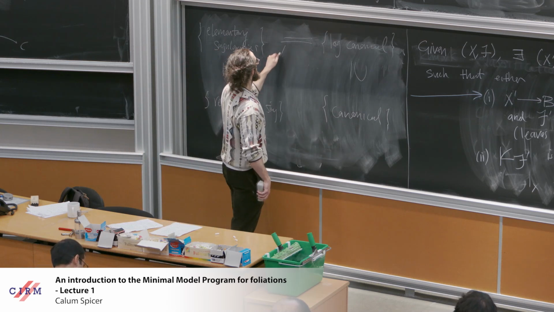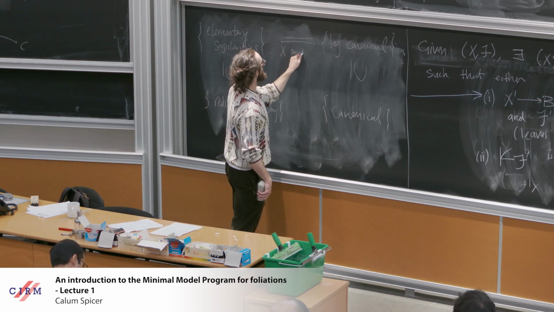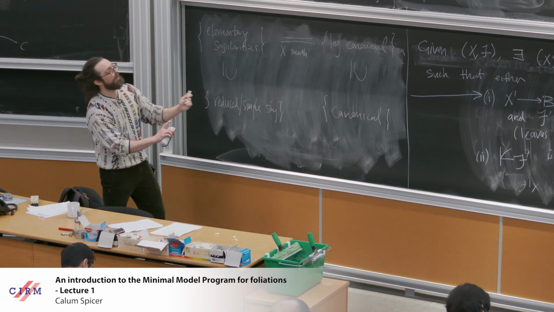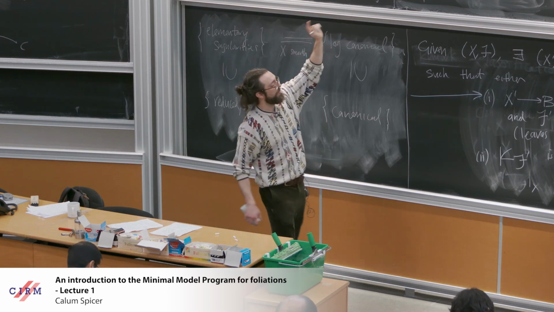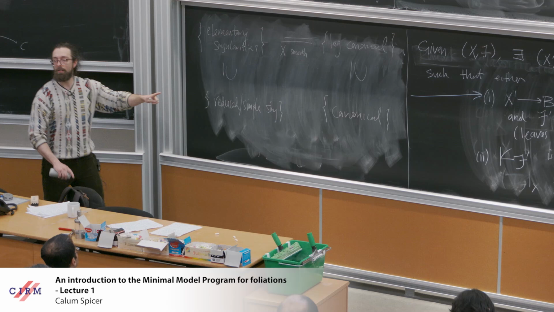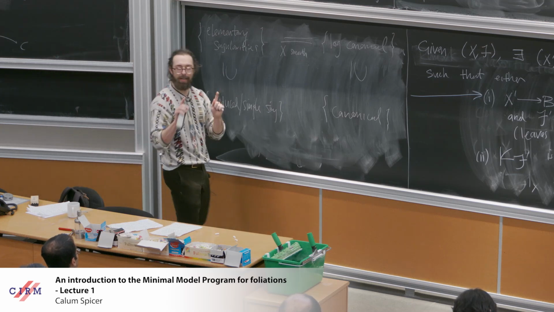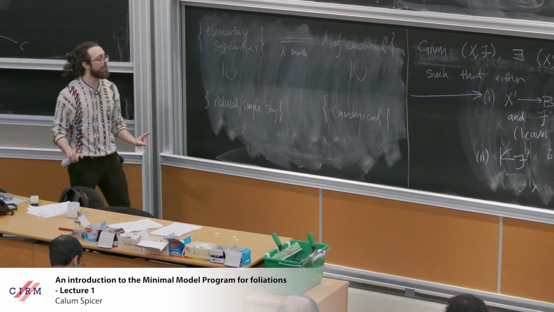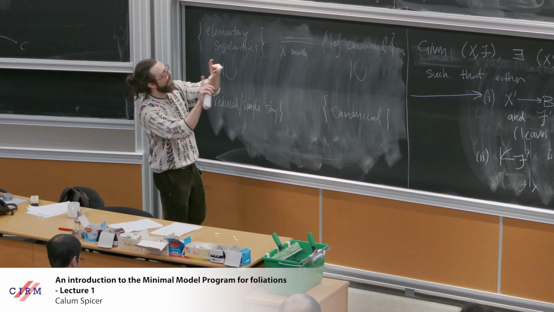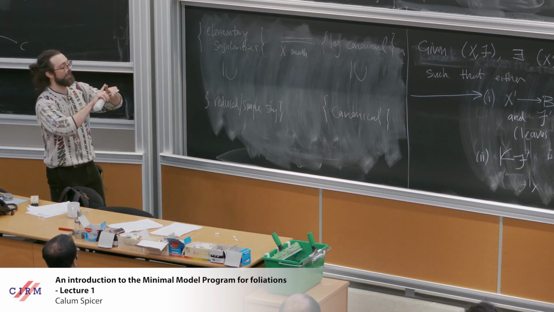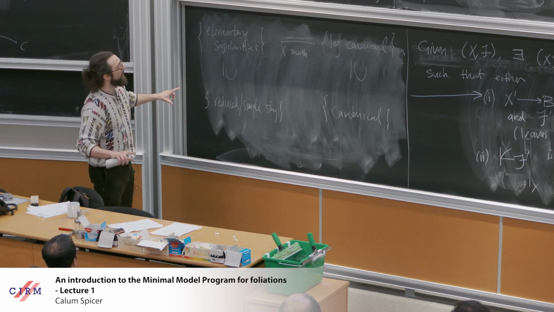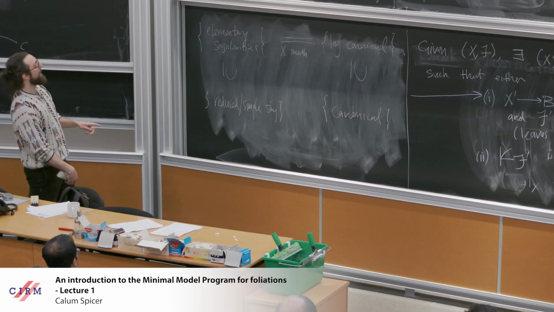But I want to emphasize one of the strengths of the MMP: in this definition, I don't assume X is smooth anywhere. I can really work with singular varieties. And again, we have to work with singular varieties. This is crucial. So I want to emphasize that from the MMP's perspective, these singularities really make sense on any normal variety.